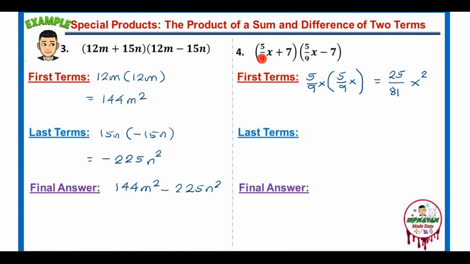Let us multiply now their last terms. In 5 over 9x plus 7, the last term is positive 7. In 5 over 9x minus 7, the last term is negative 7.